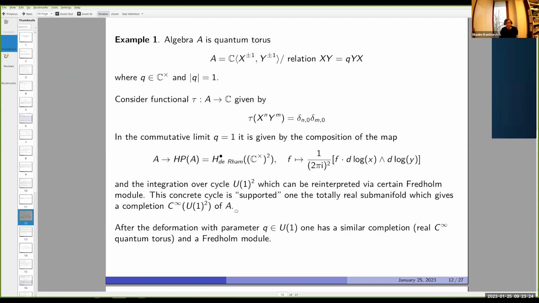And when we have a deformation by the quantum parameter q, with absolute value one, one gets a similar completion, and there is what's called a quantum C-infinity torus and a corresponding Fredholm module. So one has a version of the same story. And also the periodic cyclic homology will have the same size, so it also will have a similar map.